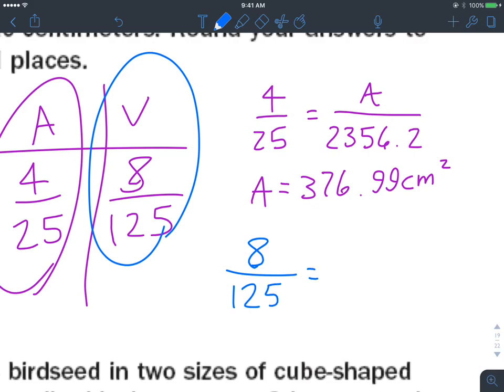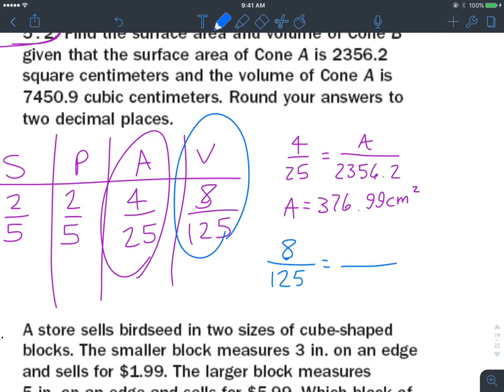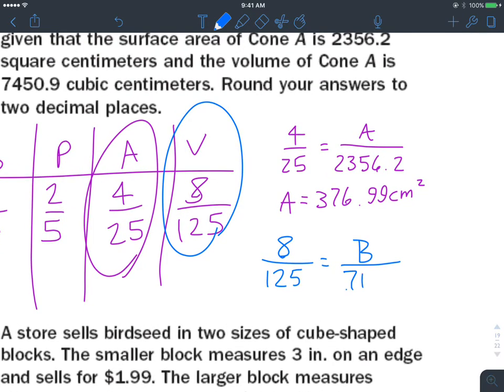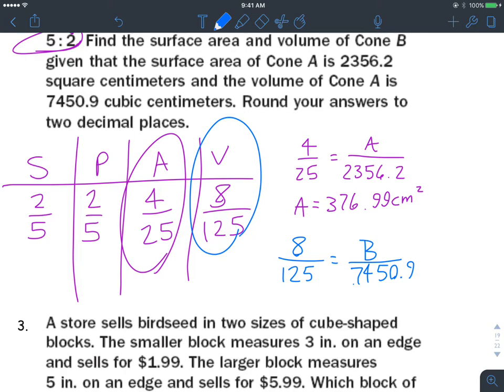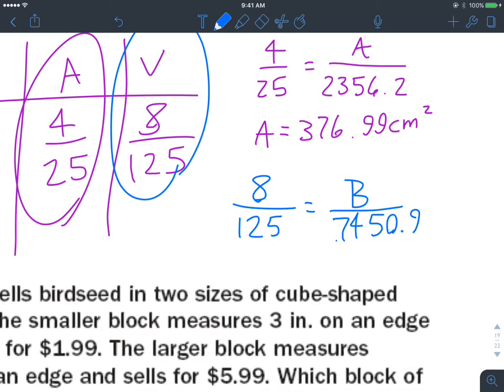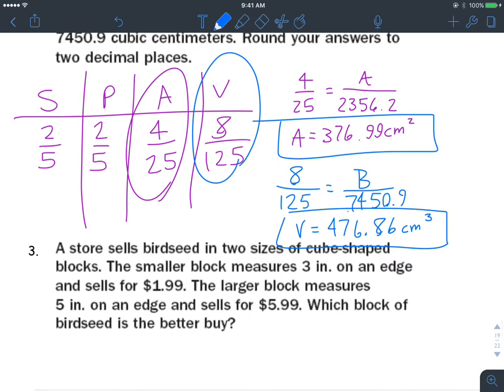We'll go 8/125 equals B over the 7,450.9. Once again, it looks like they are giving us the larger one, and our scale factor says it's getting smaller. So you want the larger number on the bottom, smaller number at the top. You cross multiply and divide, you're going to get 476.86, and then we'll go centimeters cubed for your volume. So that's it there. Not too bad.